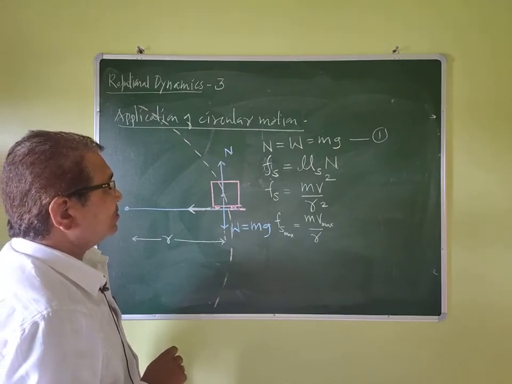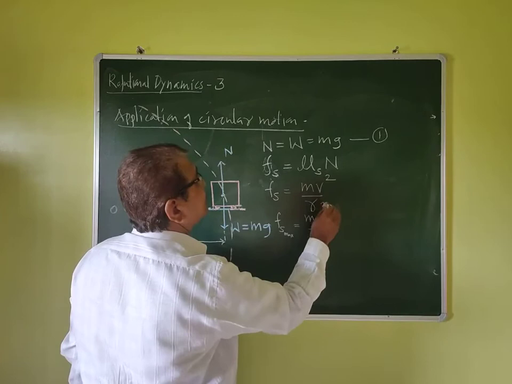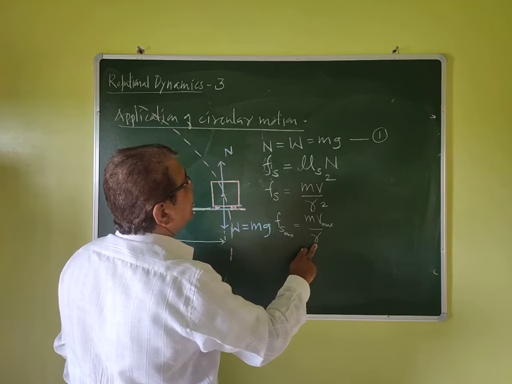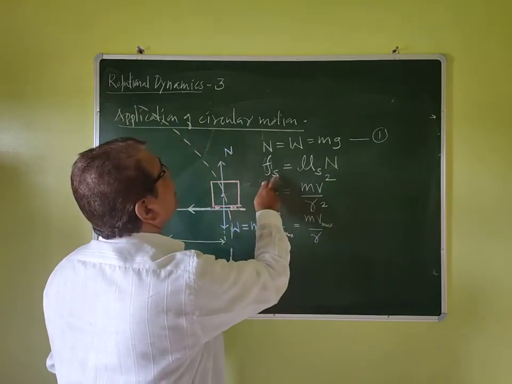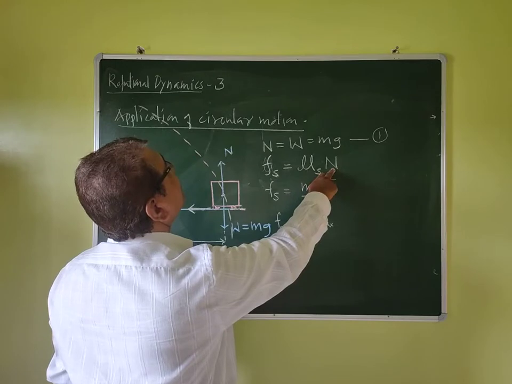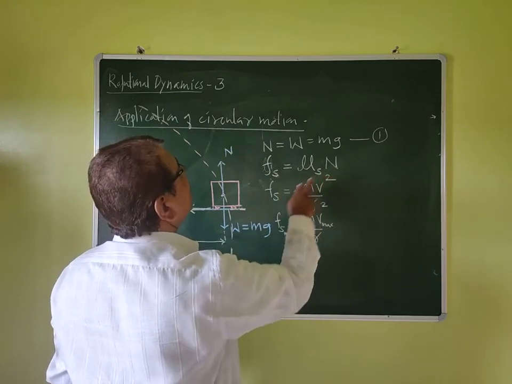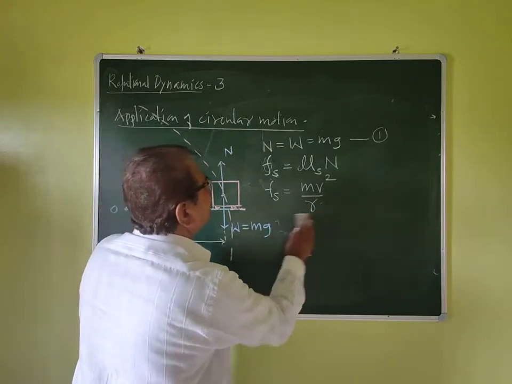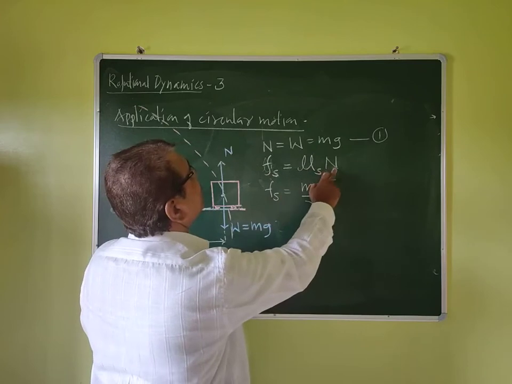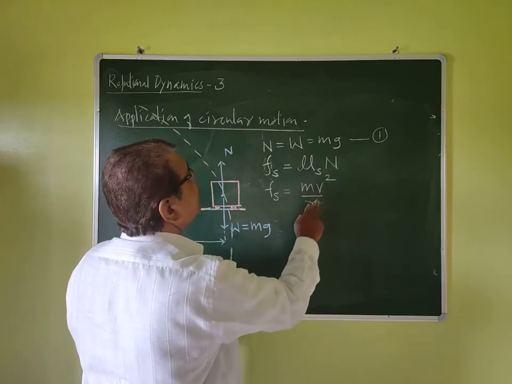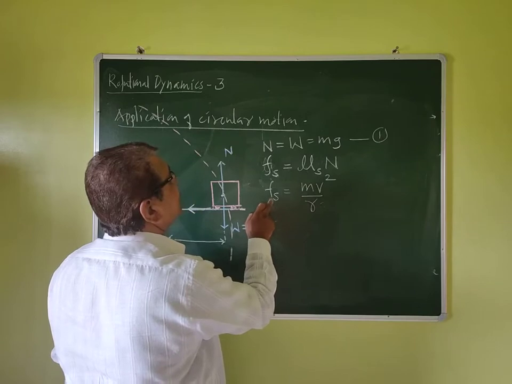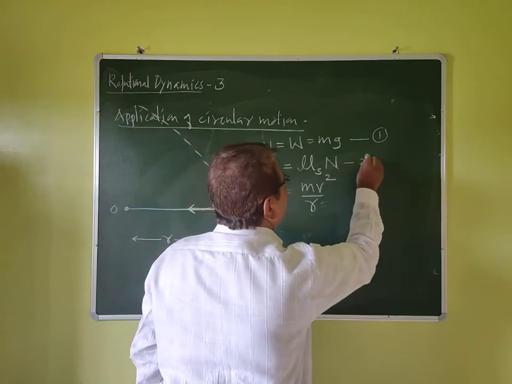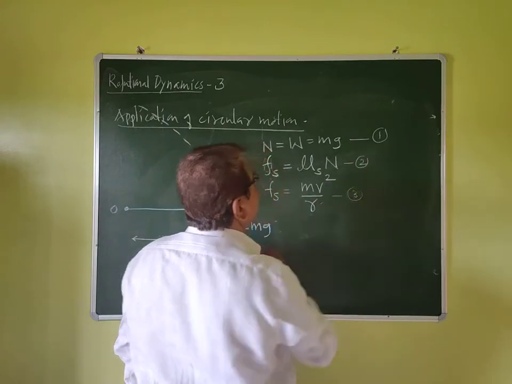So this is Fs max is equal to mv square max upon r. Then comparing these two: Fs is equal to mu s into N, and Fs is equal to mv square upon r, because this force of static friction is acting in the role of centripetal force. So this is our equation 2. This is our equation 3.